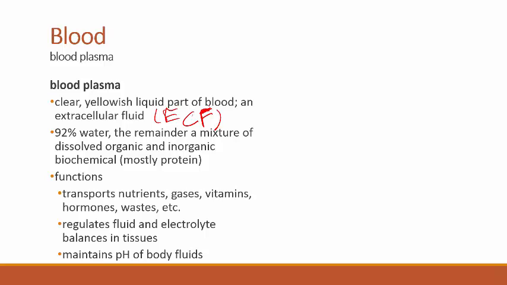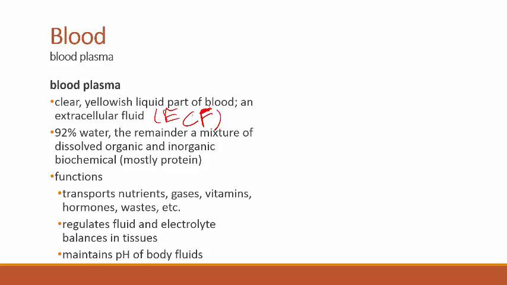This is an important place where we transport nutrients. A lot of gas is transported dissolved in the plasma, so it's not just attached to hemoglobin. Oxygen and carbon dioxide are both transported as dissolved gases in the plasma. The vitamins, hormones, and waste are all dissolved in blood plasma as well.